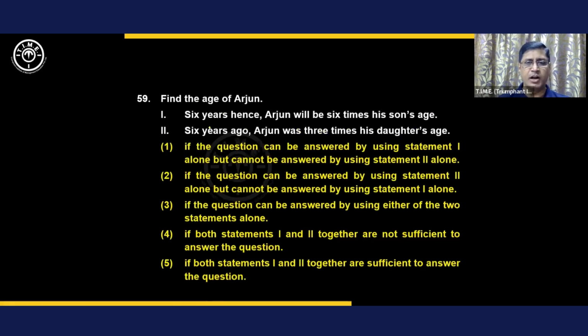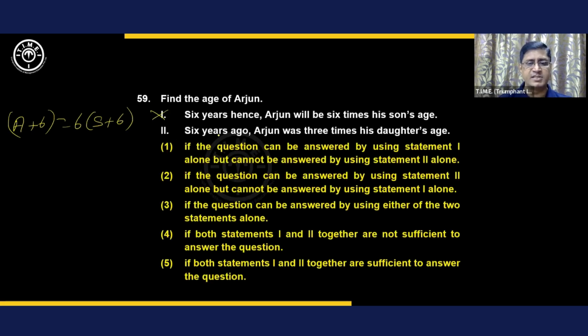Now look at the next example on your screen. Find the age of Arjun. Arjun's age is to be found. Now what is given here? I'm taking Arjun as A. Arjun 6 years hence, that is after 6 years, will be 6 times his son's age. So 6 times of S plus 6. A for Arjun, S for his son. Now, is it possible to find the age of Arjun? Not possible, because the equation is given with two unknown variables. So what is the discussion? One is insufficient.